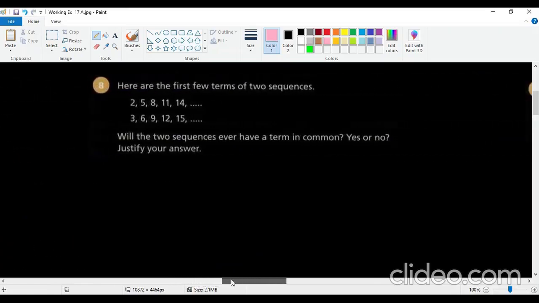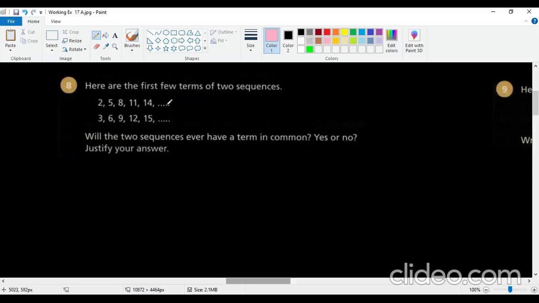Now comes question number 8. Here are the first few terms of two sequences. Will these two sequences have a term in common? Yes or no? Let's see. 2, 5, 8, 11, 14. That means 3 is common. 3 is added to the first sequence, and the second one also has a 3 in common. So these sequences will never have any number common, because every time we add a number to a sequence, it's going to give you a different number. So both the sequences will never have any number common.